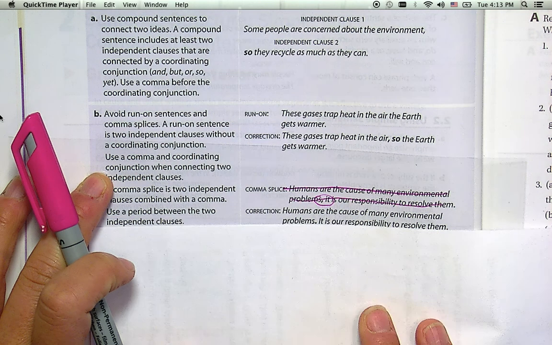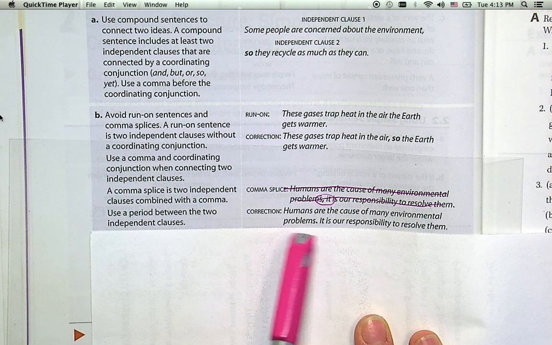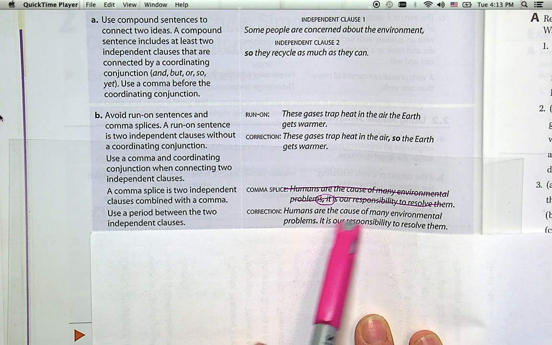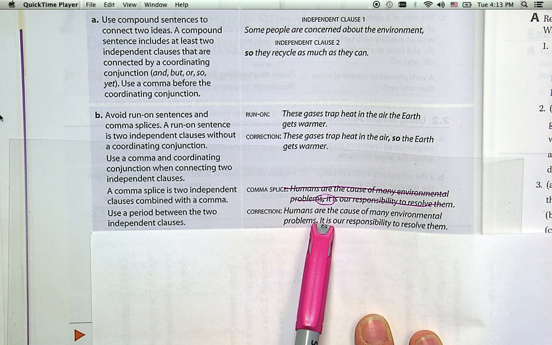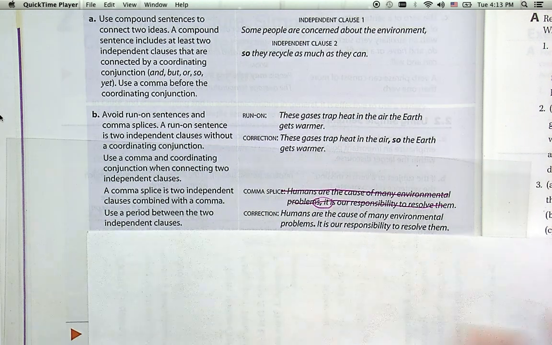Let's take a look at the correction. Humans are the cause of many environmental problems. It is our responsibility to resolve them. So we have a new subject and verb here. Instead of the comma, we're going to put a period, and that is the correct way to do it.